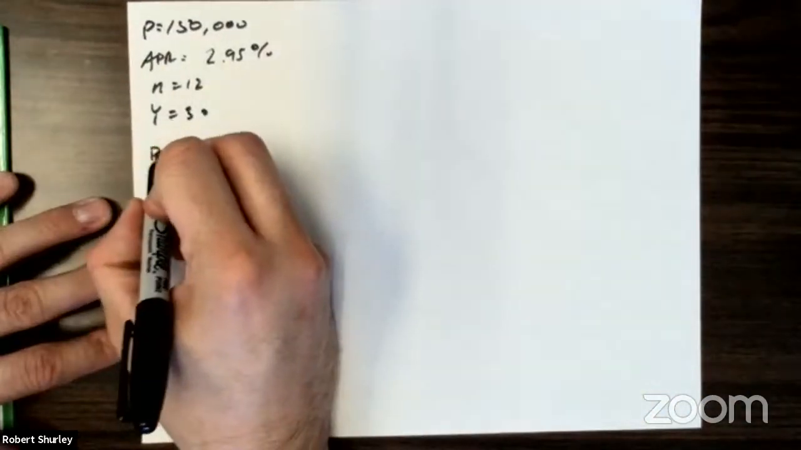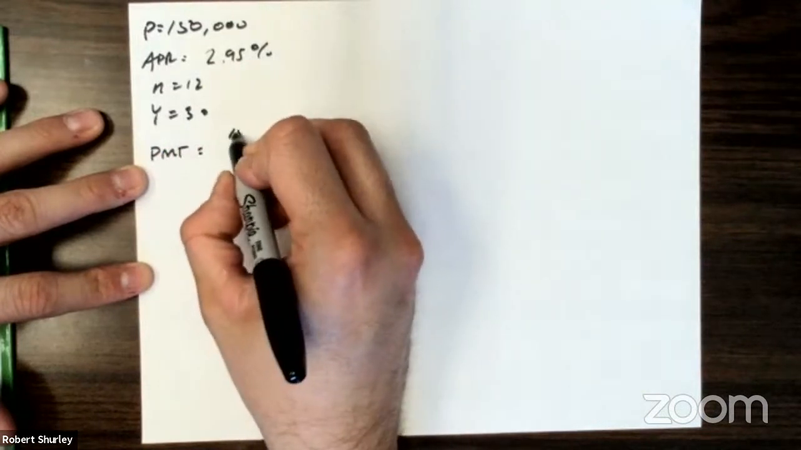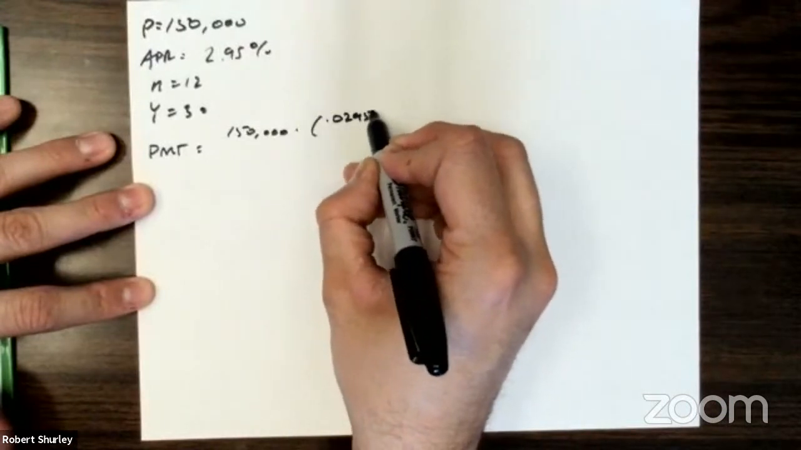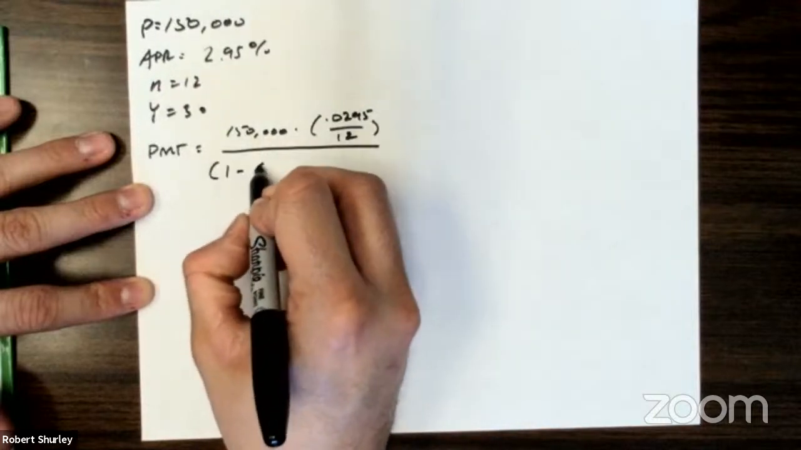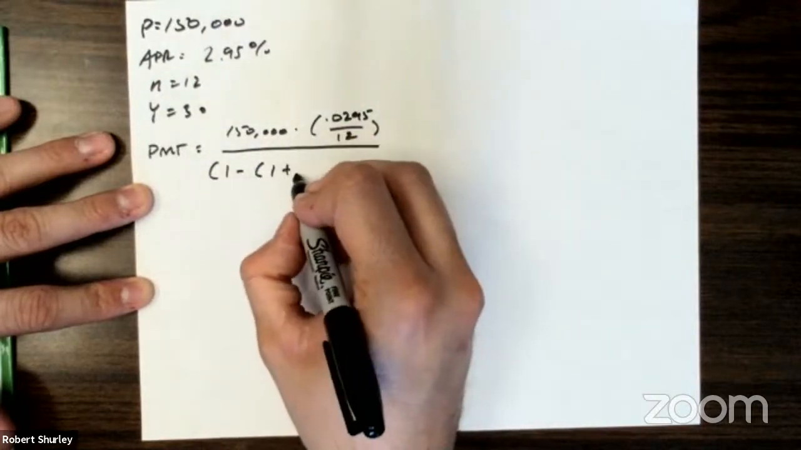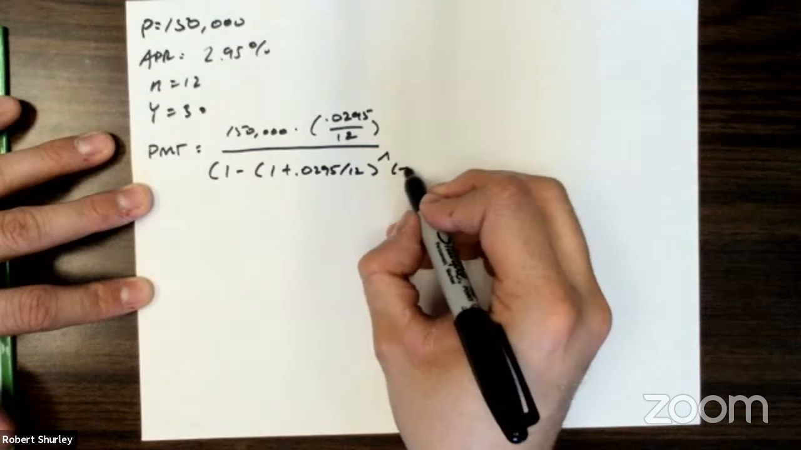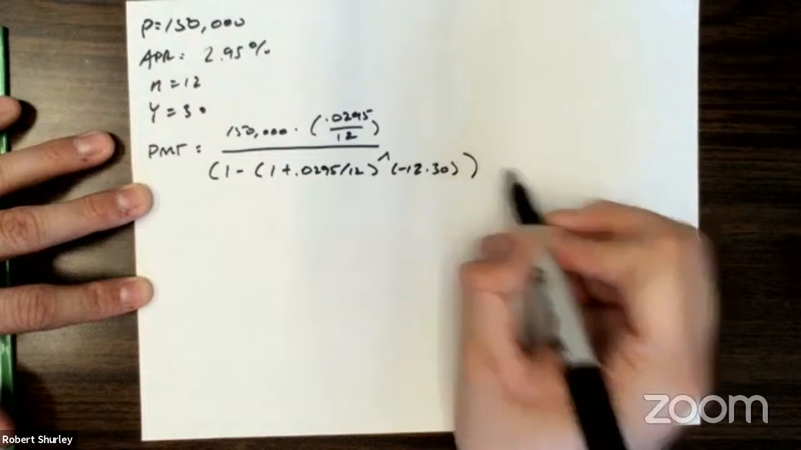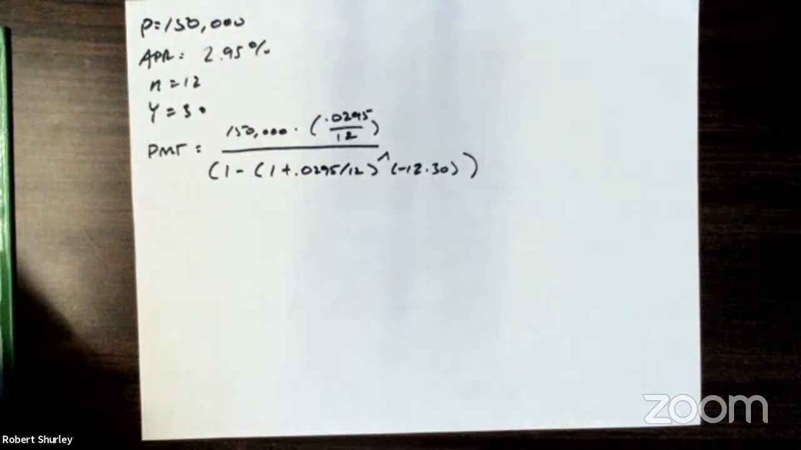So if we did the calculations, payment equals 150,000 times 0.0295 divided by 12, over 1 minus 1 plus 0.0295 divided by 12 raised to the negative 12 times 30, right? Negative 12 times 30. That's the only difference.